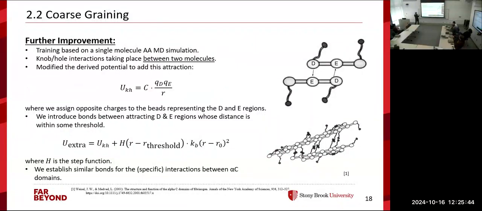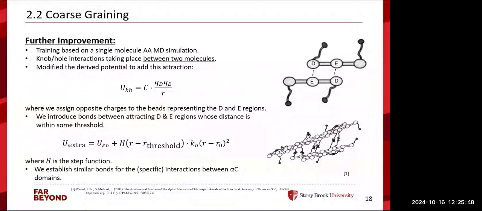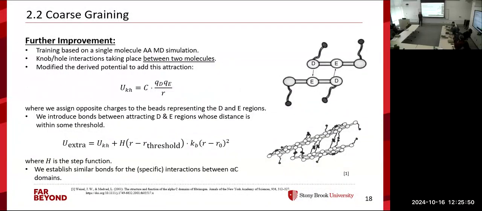Now remember that this model was only trained on a single molecule trajectory, and it was tested on a single molecule trajectory. Now, if we want to use this for a multiple fibrinogen simulation, we want to also incorporate some interactions that were not part of the training data set. So for example, nodal interactions. They're not part of the training data set. Remember the D and the E regions attracting each other? Well, in the training, we only had one molecule.